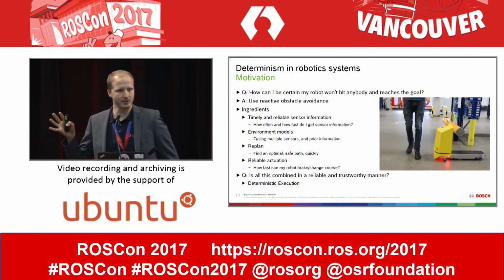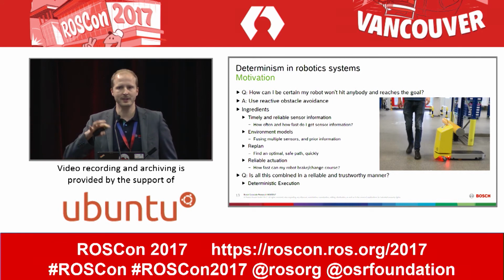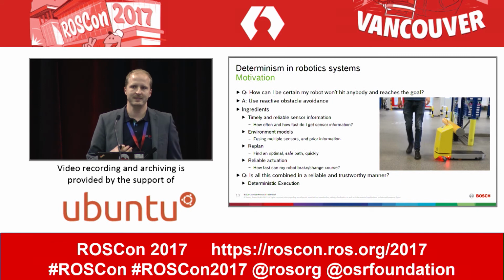So for the purposes of this talk, my focus will be on the last item here. Because all the other stuff, that's fairly well known. We have methods for that, we understand them fairly well. But actually combining them all in a working system, that's still a challenge.